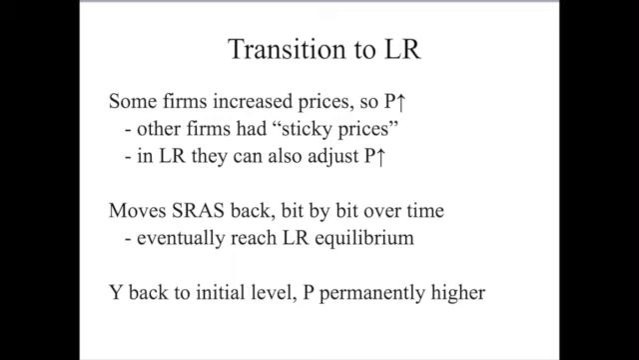But we know, if we're sticking to the sticky price story about aggregate supply, which is what we'll do throughout this video and for the rest of the course, that other firms had sticky prices, so they didn't adjust their prices up. We know that in the long run, everybody expects that these firms with sticky prices will adjust their prices upward. So all firms, both those that adjust and those that do not, and consumers, everyone in the economy knows that prices are going to increase in the long run.